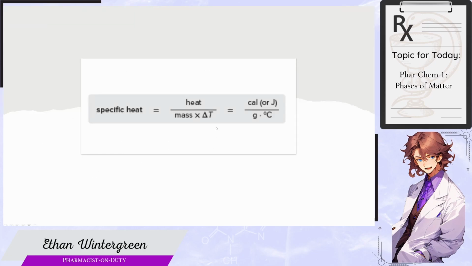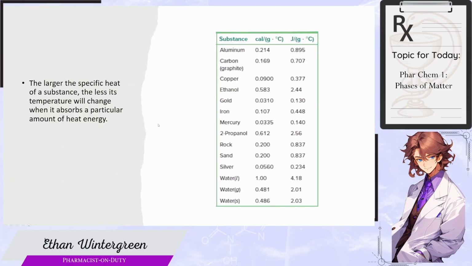So this is the formula for your specific heat. So the larger the specific heat of a substance, the less its temperature will change when it absorbs a particular amount of heat energy. Like for example, water has a very high specific heat of 1. This means that you need a lot of heat to increase the temperature of water.